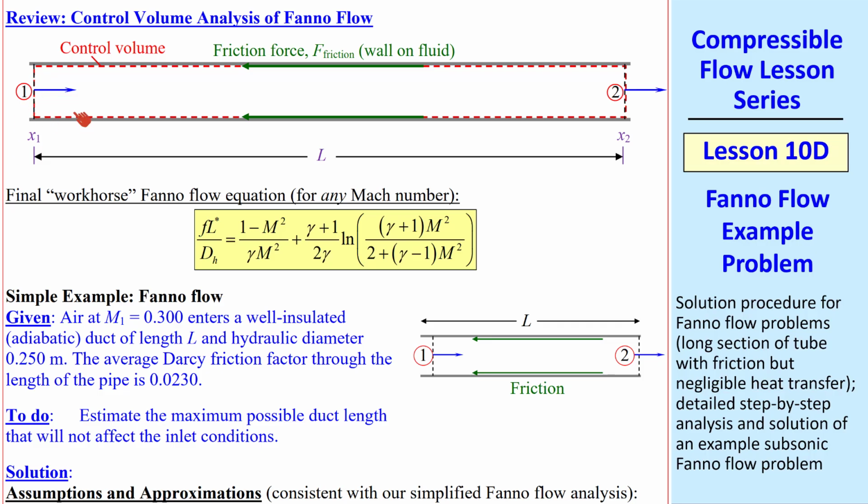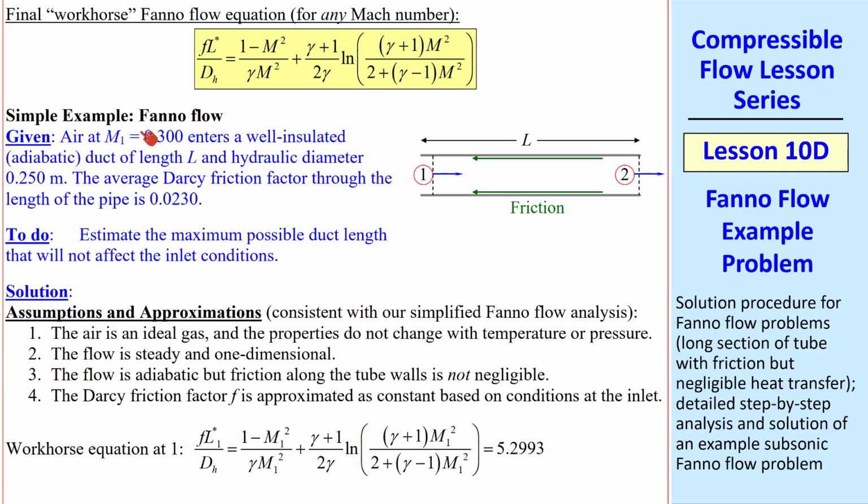Our control volume goes from 1 to 2 in a duct or pipe with friction on the walls. We had derived a final workhorse Fanno flow equation, which is valid for any Mach number, subsonic or supersonic, in terms of the critical property L star.